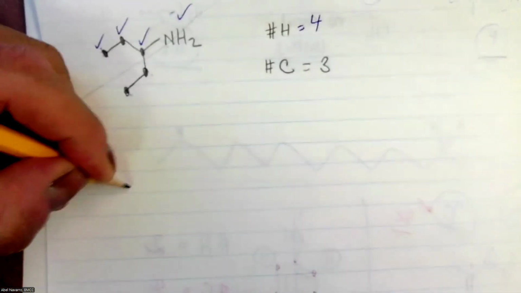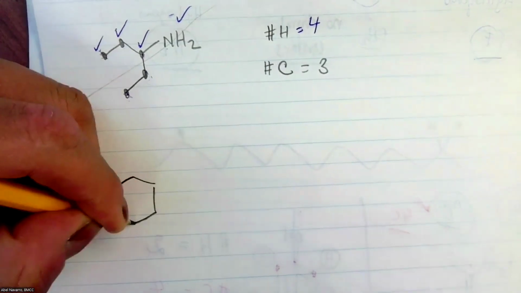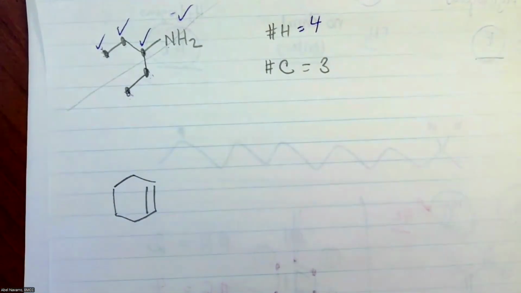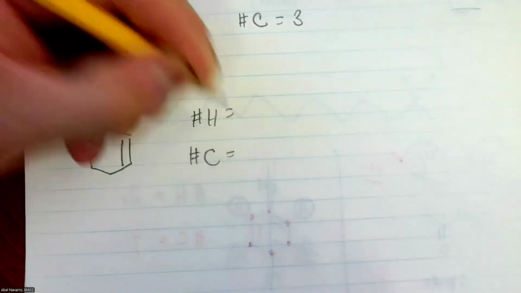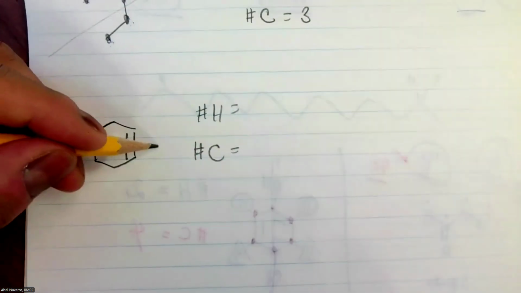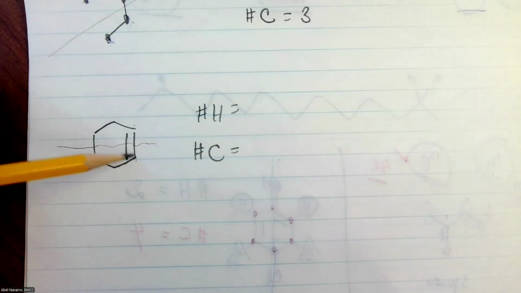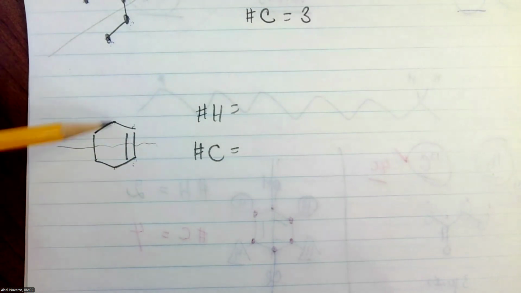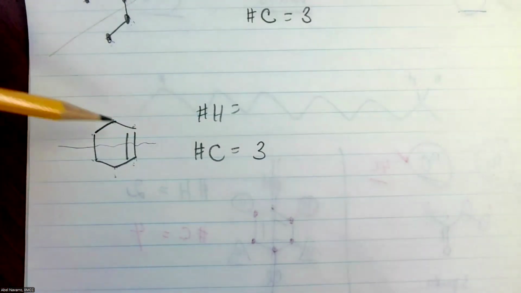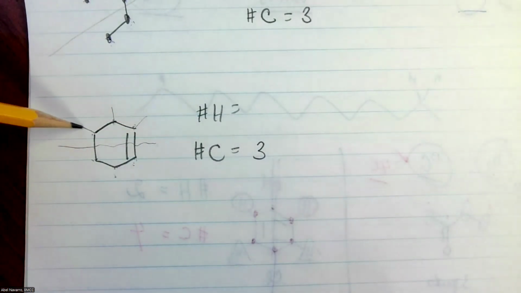Another one. Yeah, this one. How many hydrogens and how many carbons? Okay, plane of symmetry. Yes, there's a plane of symmetry right here. That means that for carbons, this is the same as this. 1, 2, 3. What about hydrogens? Same. 1, 2, 3.